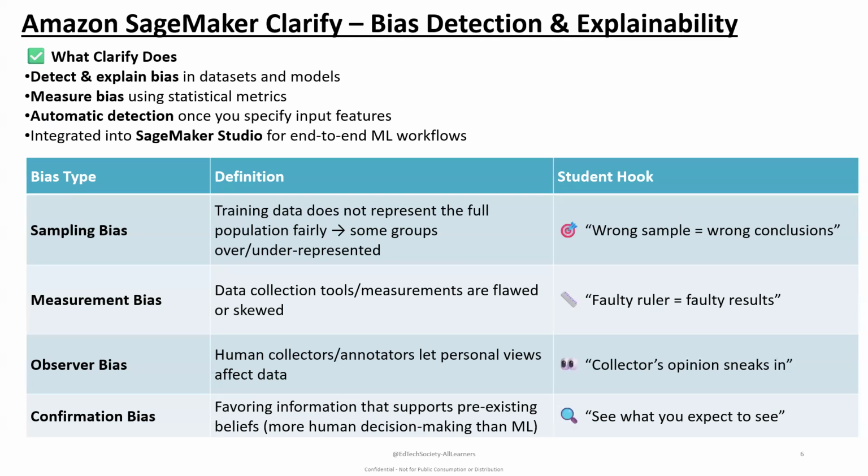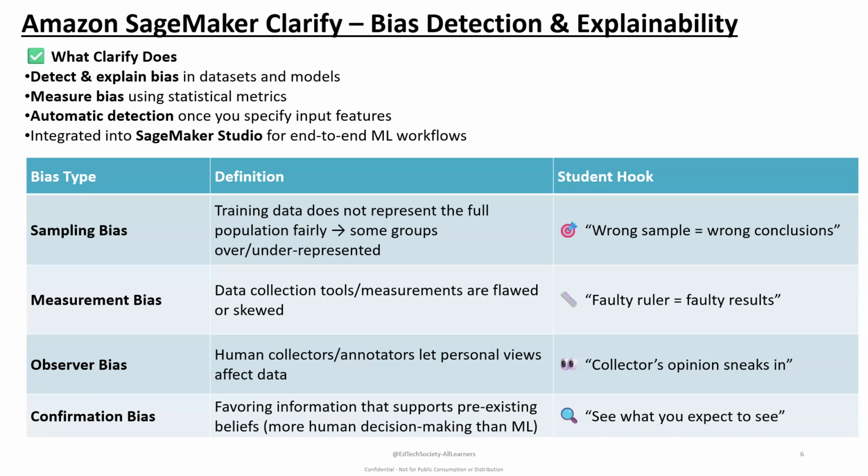Measurement bias. Suppose your data collection tools or measurements are flawed or skewed. Obviously, if you have a faulty ruler, it will give you faulty results, right? So measurement is a very unique thing and you cannot change it this way. Observer bias, human collectors or annotators let personal views affect data. So this kind of thing happens.